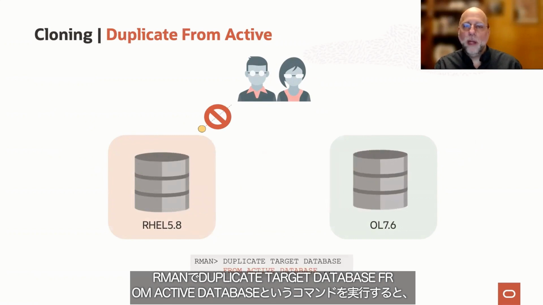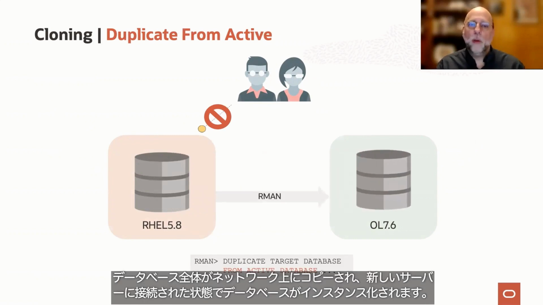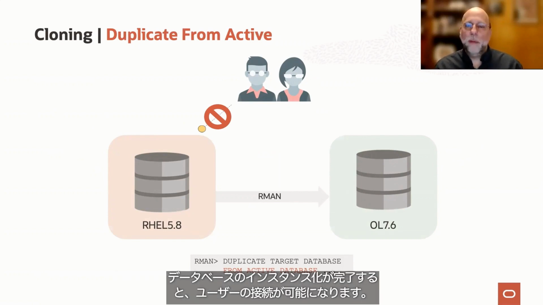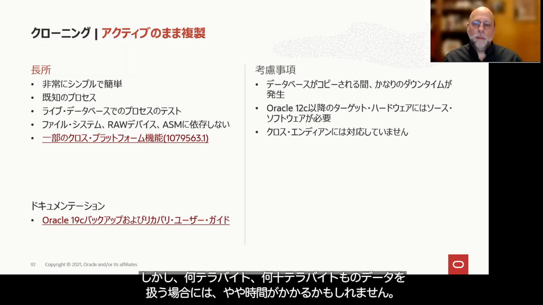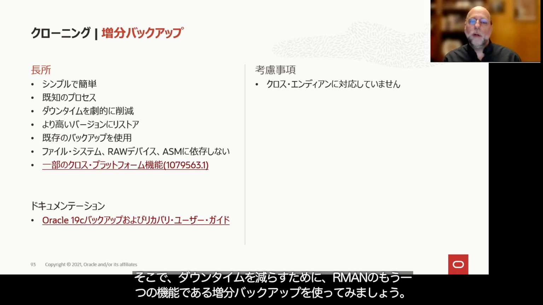We can issue that one command in RMAN, duplicate target database from active database, and that will copy the entire database over the network and instantiate it on our new server as we've connected to it over there. Once that database is instantiated, then we can connect our users again. So it's a very simple process, but it could be somewhat time consuming if you're dealing with terabytes or tens of terabytes of data. So in order to reduce the downtime, let's use another RMAN feature, incremental backups.